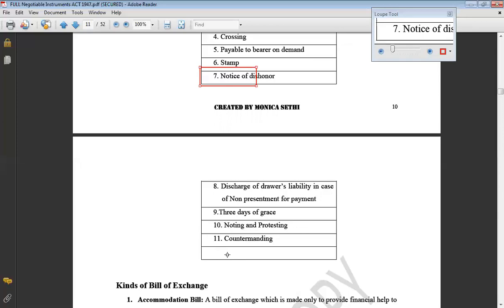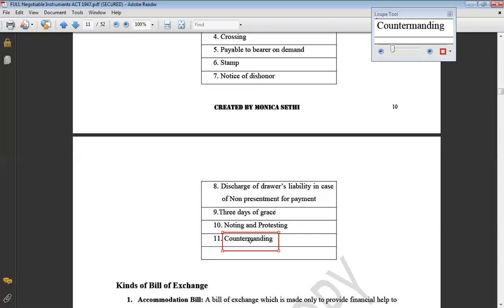3 days of grace. This you must be knowing as per accounting of bills of exchange, that we add 3 days of grace in case of bills of exchange, also in case of promissory note, but no such days of grace are added to count the due date in case of the check, because check is payable on demand. Noting and protesting also we discussed is required only in case of the bills of exchange, not in checks.